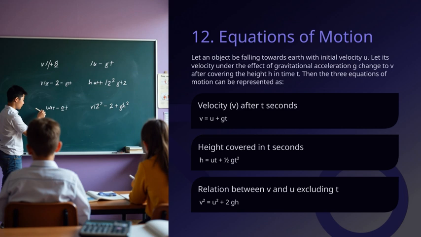Next, the height covered in that time t can be expressed as h equals ut plus 1/2 times gt squared. This equation shows how the initial velocity and the acceleration contribute to the total displacement over time. Finally, there's a relation between the initial and final velocities that excludes time: v squared equals u squared plus 2gh. This equation is particularly useful when you want to find the final velocity without knowing the time taken.